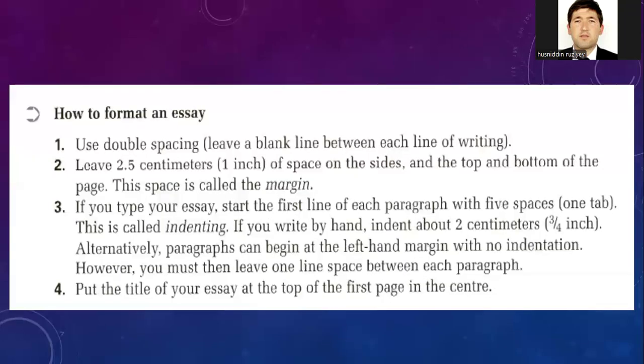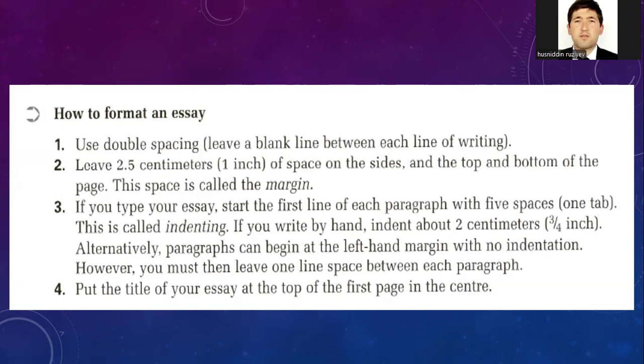So how do you format an essay? Here you can see the format of an essay. If you write any type of essay, you should follow the following format. The first one, you should use double spacing, leaving a blank line between each line of writing. And the second one, leave 2.5 centimeters, or one inch, of space on the sides and the top and the bottom of the page. These spaces are called the margin.